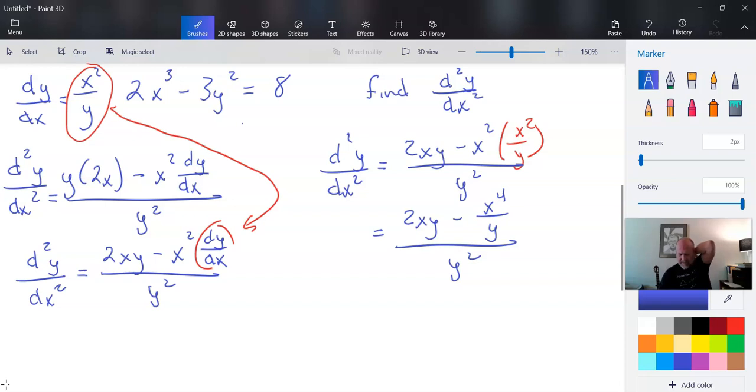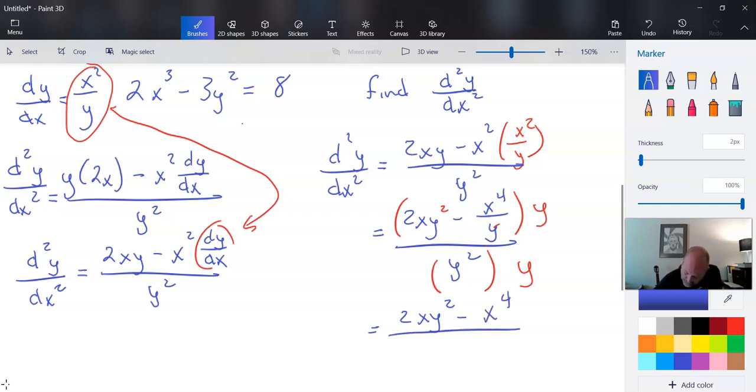And, you know, it's really not very customary to leave fractions in fractions. So one of the things you can do is just multiply the numerator and denominator by the common denominator. And so since that's a y, we're going to multiply top and bottom by y. It'll cancel this one and make this one squared. So we end up with 2xy squared minus x to the fourth over y cubed. And this would be our second derivative.